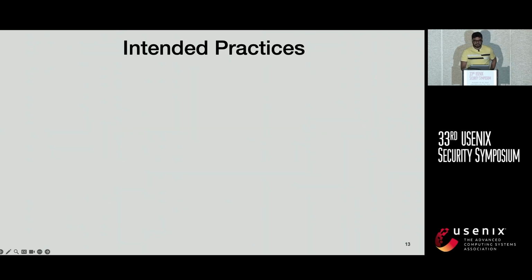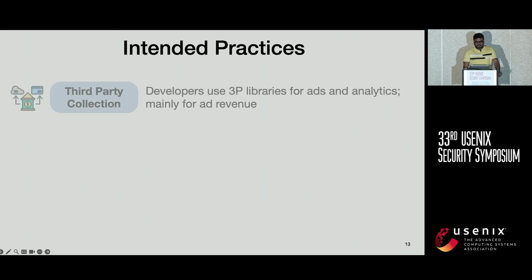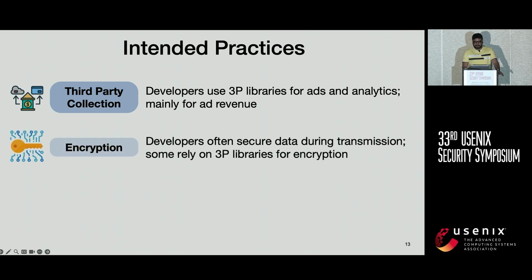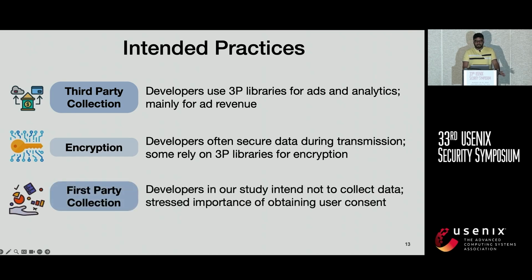So first, let's discuss the developers' intended practices as it was disclosed to us by them. For third-party collection, developers mainly use external libraries for ads and analytics, and mostly for ad revenue, which makes sense. Regarding encryption, they often report securing data during transmission, sometimes implicitly assuming that third-party libraries will take care of it. This may not be ideal, but at least they're focusing on encryption. For first-party collection, developers do not want to collect data, and they stress the importance of obtaining user consent, which is again a good sign. So overall, developers primarily use third-party libraries for ad revenues and tend to focus on encryption.